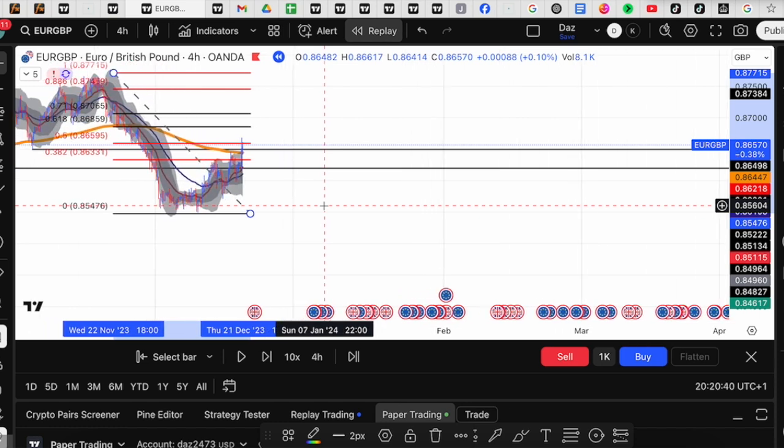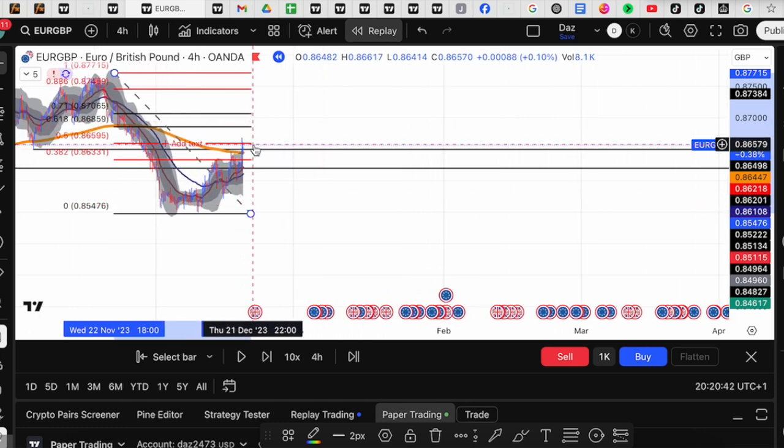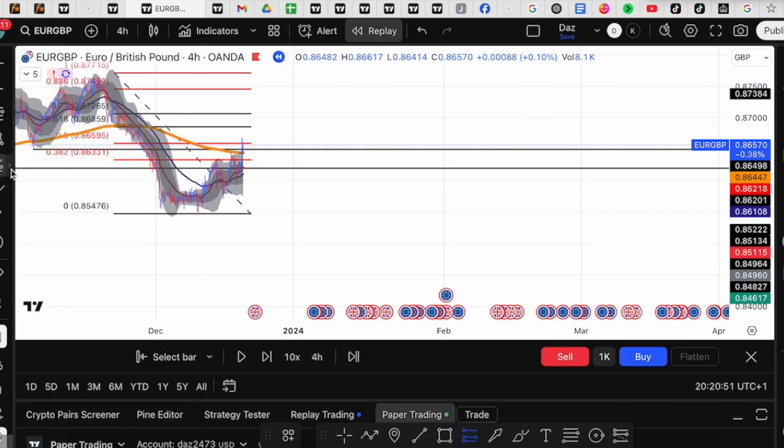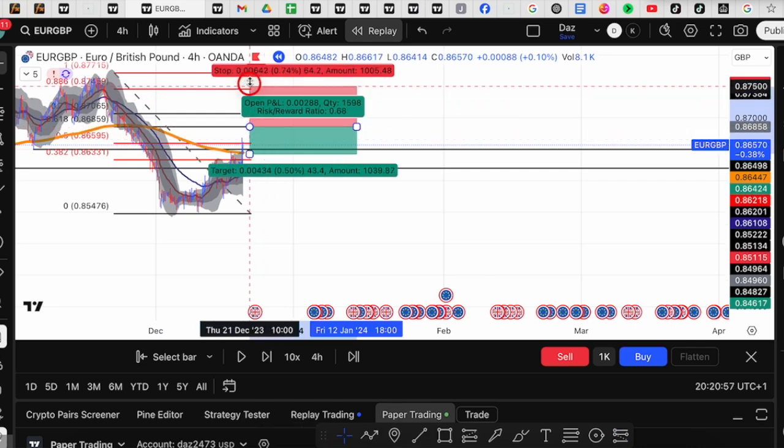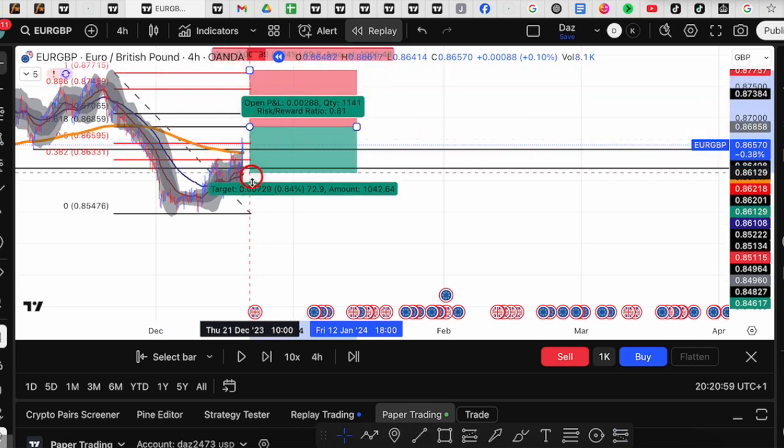Now, this would constitute a pullback for me, because it's hit there. So I would then set a pending order, because this constitutes a pullback because it's hit the 50%. Some people do the 382, but I like the 50, so I would then put a trade on here.